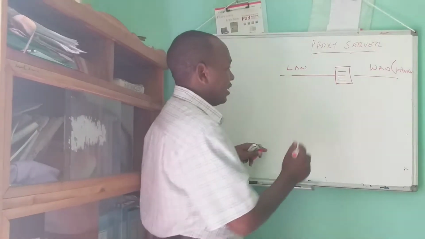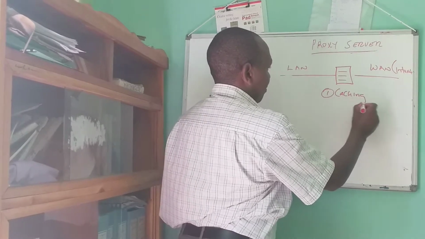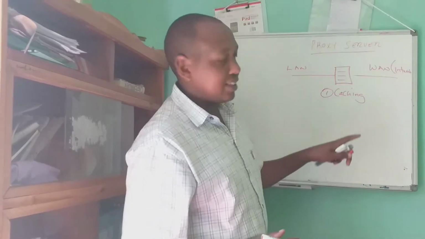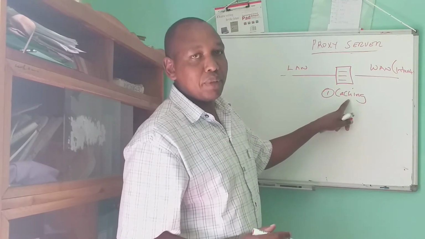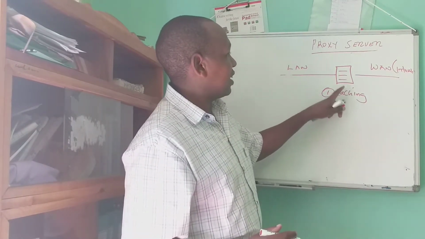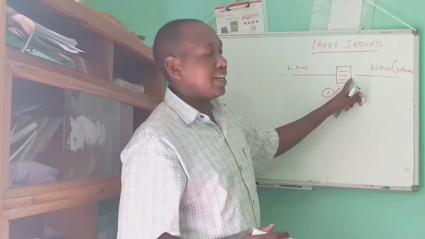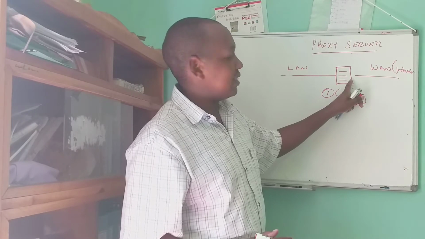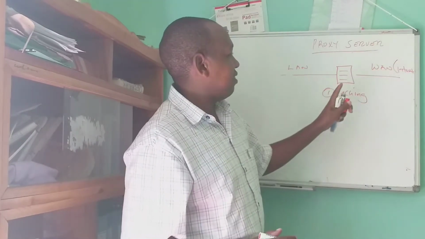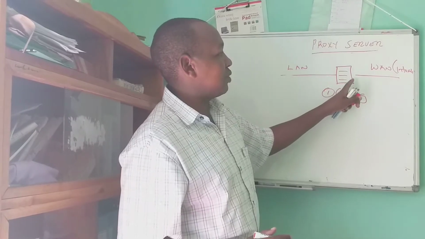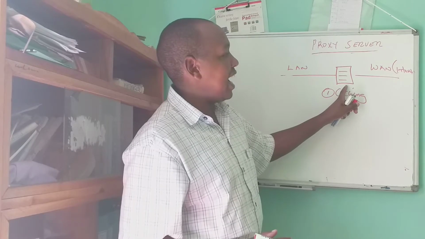The proxy server has three main functions. Number one, to do what we call caching. This is temporarily storing the regularly visited web pages so that the users in the local area network can get them from the proxy server instead of getting them from the source. The only thing that the proxy server has to do is to ensure that the web pages that it stores in the cache are updated.